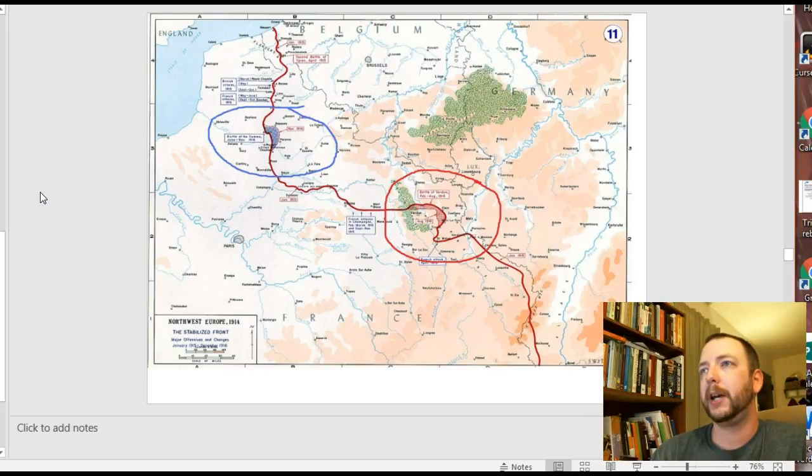And here we have a map. You can see, so this is the Somme, and you'll notice that there's England right there. So, not that far, but still pretty far. And this is the Battle of Verdun.